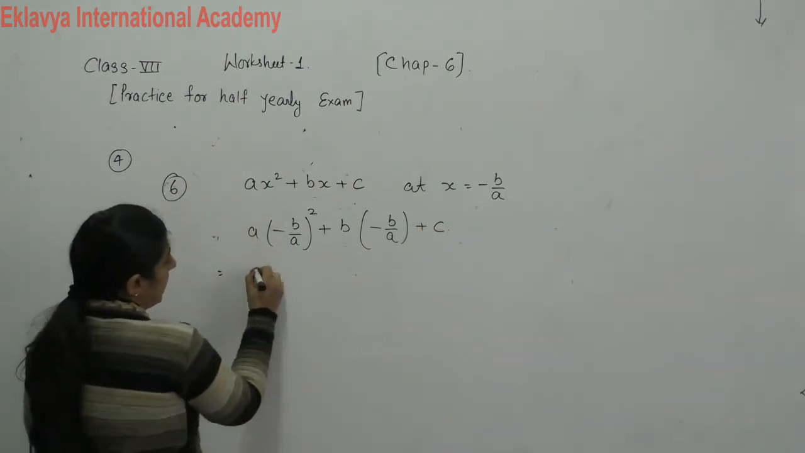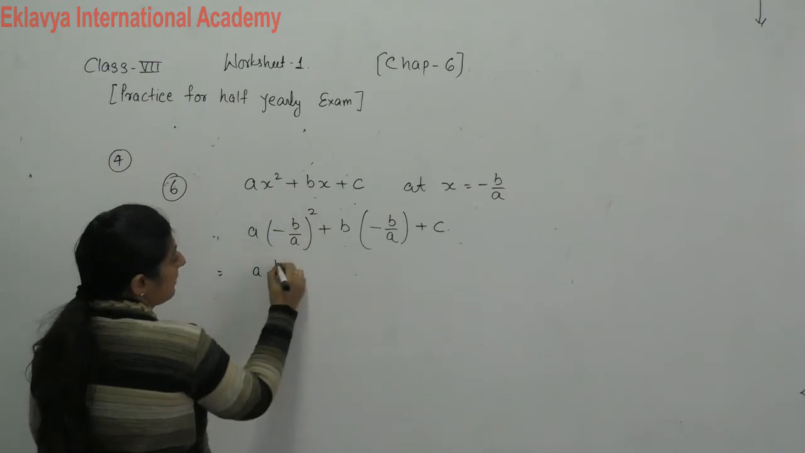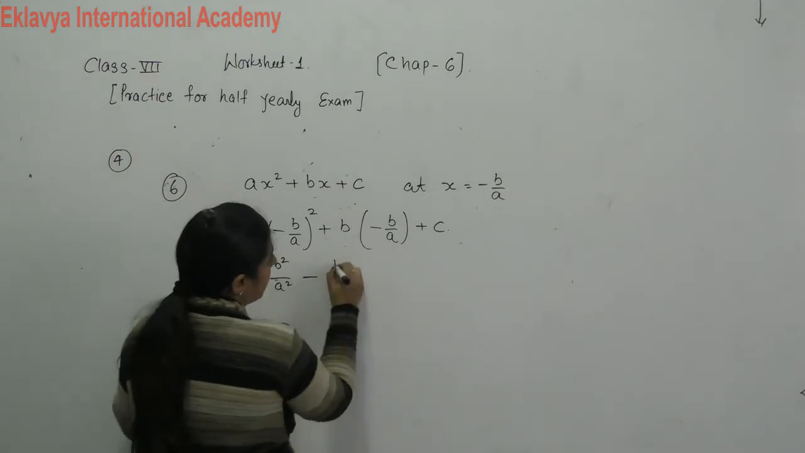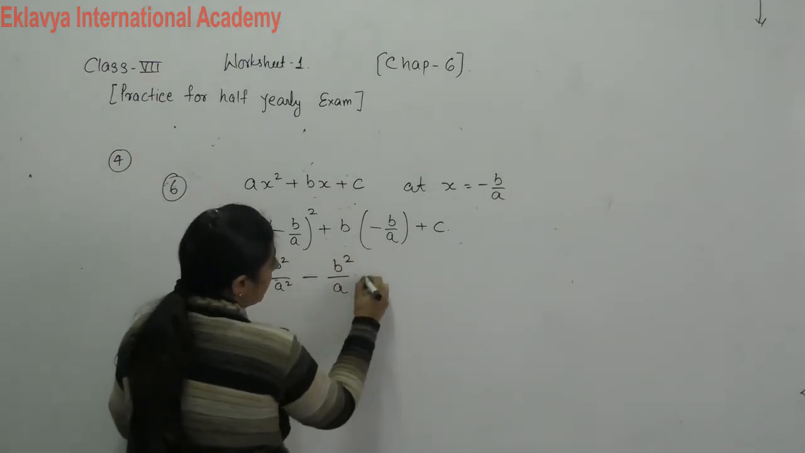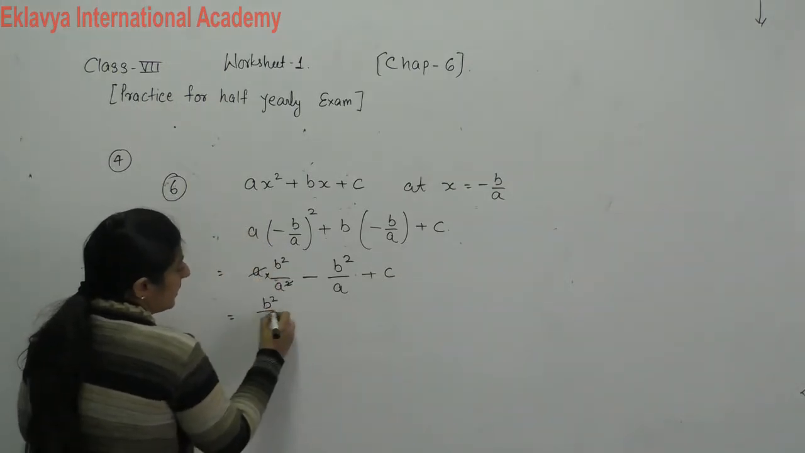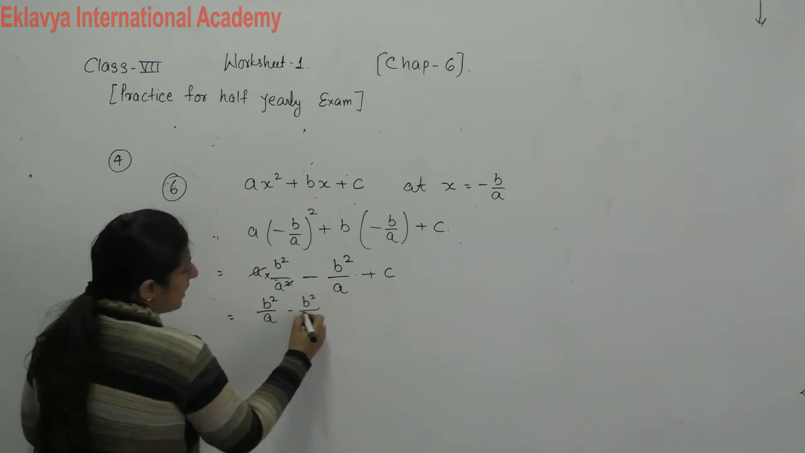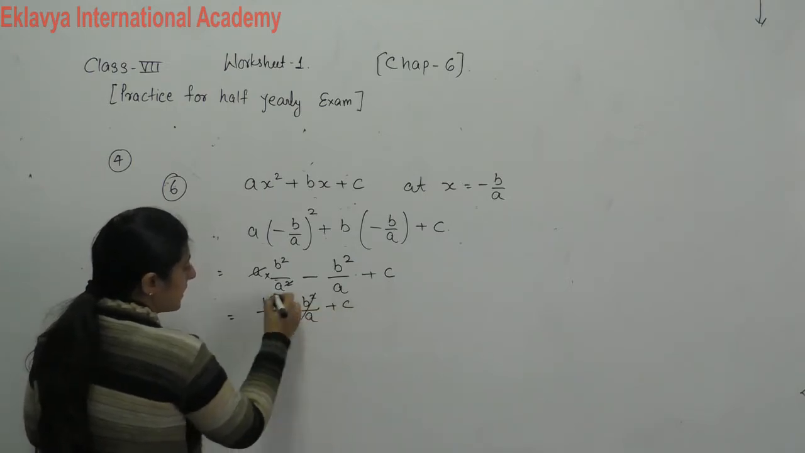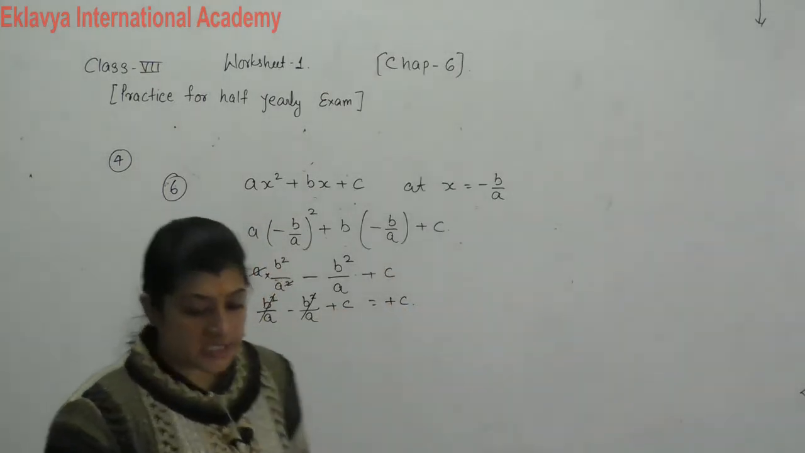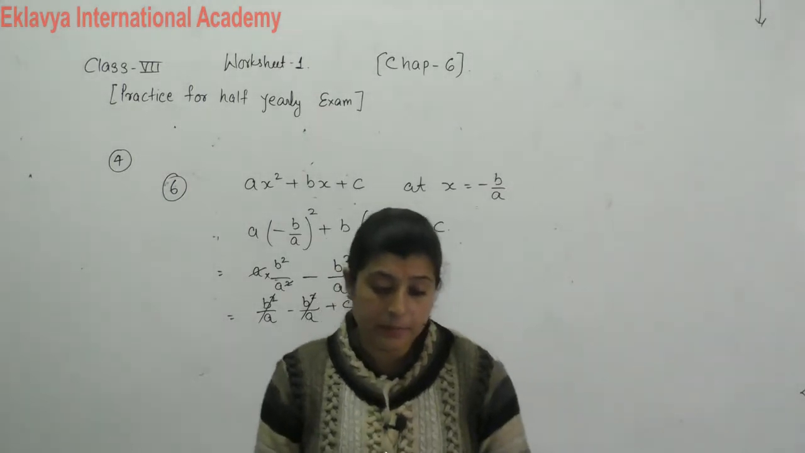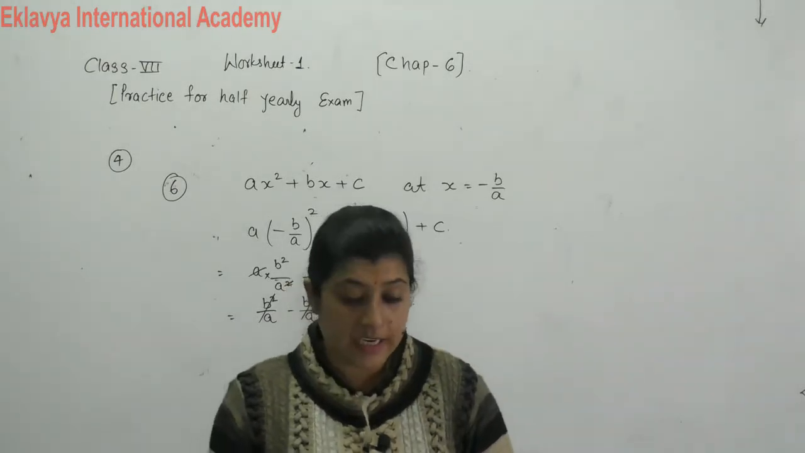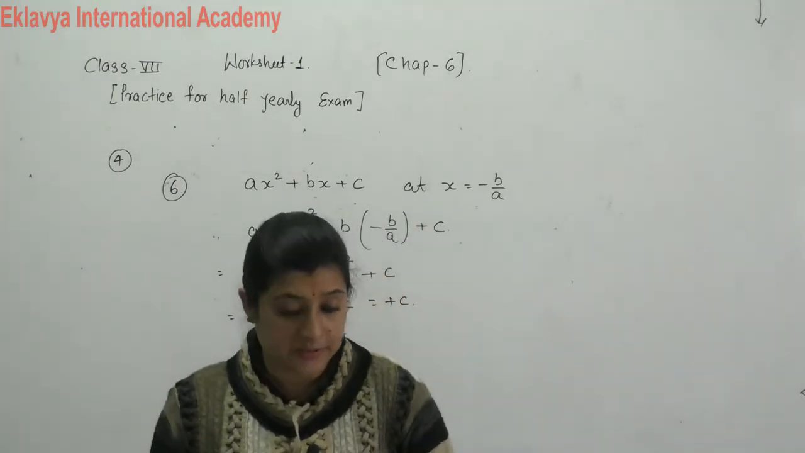Now a into minus b upon a whole square gives b square upon a square, plus minus b into b upon a, plus c. The a's cancel out, b square upon a minus b square upon a plus c. This plus minus cancels out, then the answer is c. So which option is correct? Option A is a, option B is b square minus 4ac, option C is 0, and option D is c. It means our option D is correct.